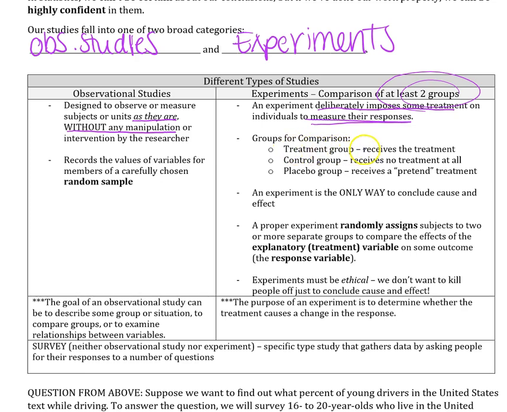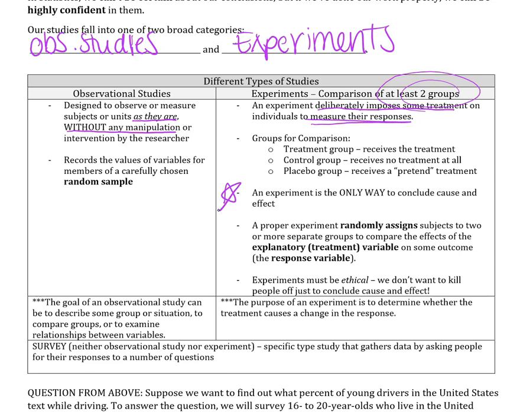Our treatment group is the group that actually receives the treatment, and they can be aware that they're receiving the treatment or not. A way that we could make them not be aware is giving them something called a placebo, which can be like a sugar pill. They think they're receiving the treatment, but really it's just sugar. Now, what's important to note here is the only way you can ever conclude cause and effect is by conducting an experiment. You cannot conclude cause and effect from an observational study. You could only conclude some sort of correlation.